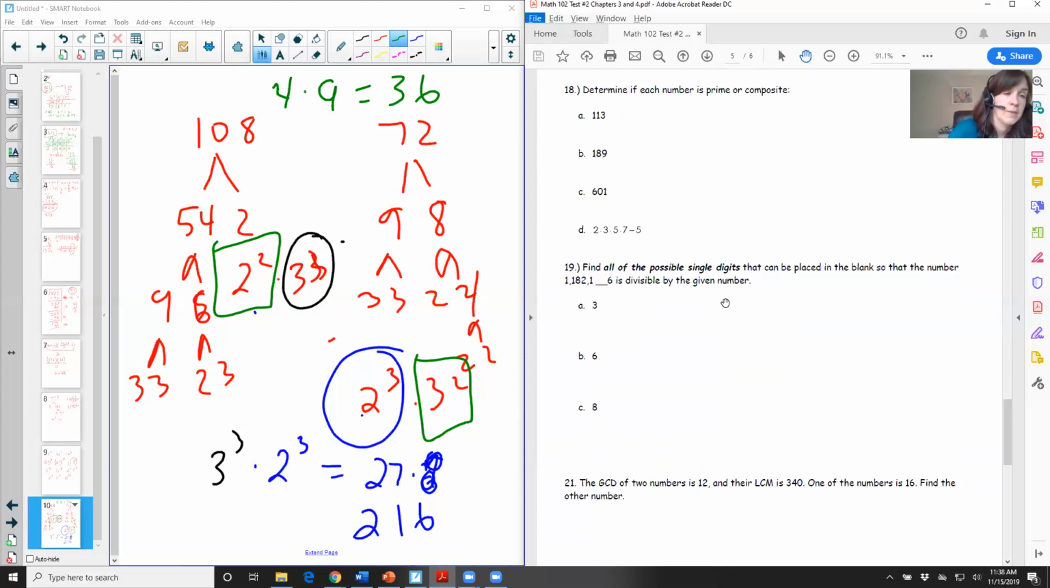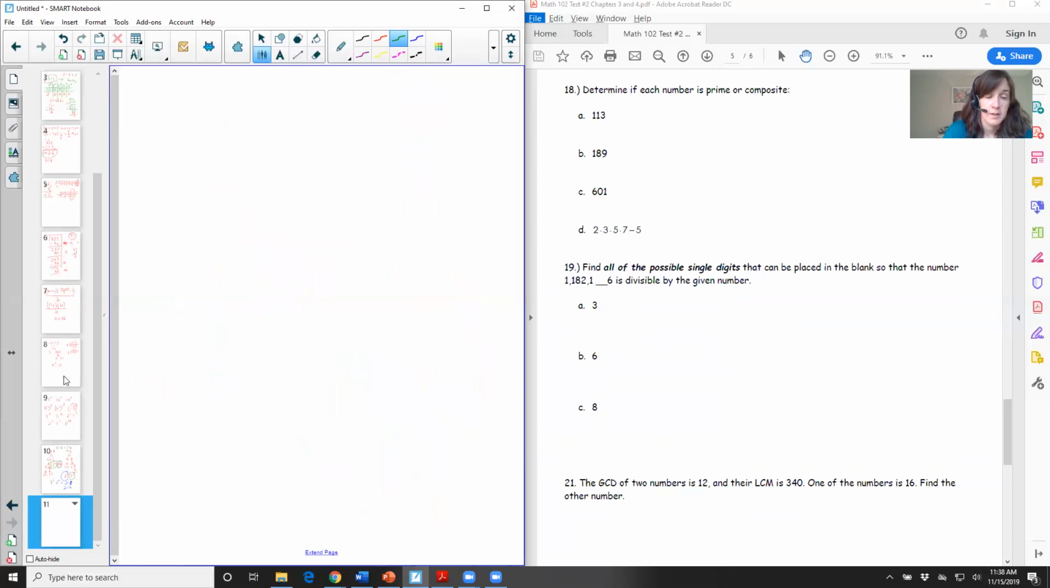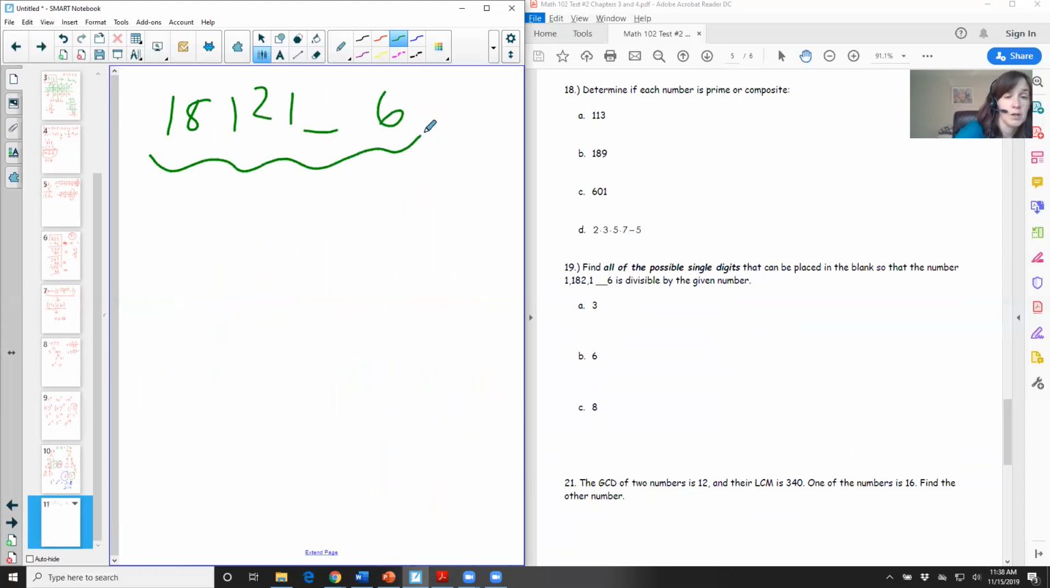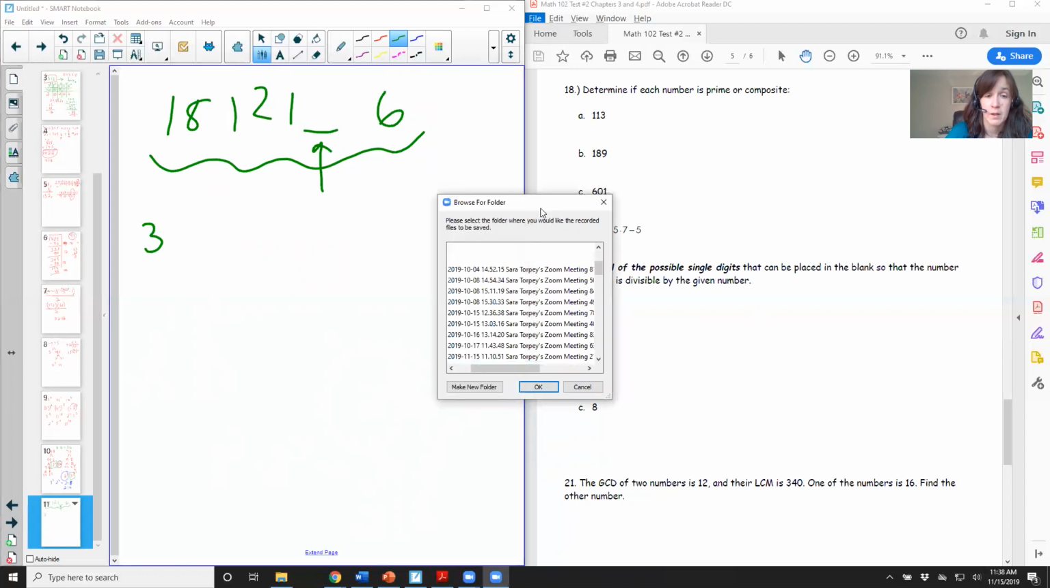All right. The next thing we need to do is also pretty quick, as long as this is taking, is number 19. List all of the possible single digits to fill in the blank. So I have this number, 18121 blank 6. I want this number when I'm done to be divisible by 3. Okay? So I need to be able to put something in that blank that makes the whole thing divisible by 3. All right, I'm gonna move that for now.